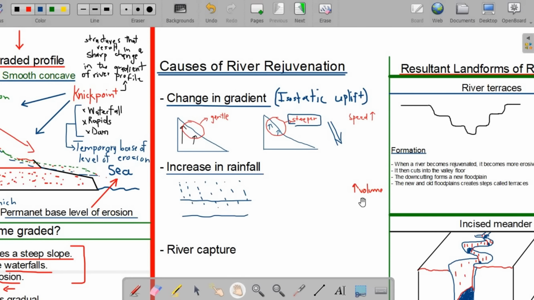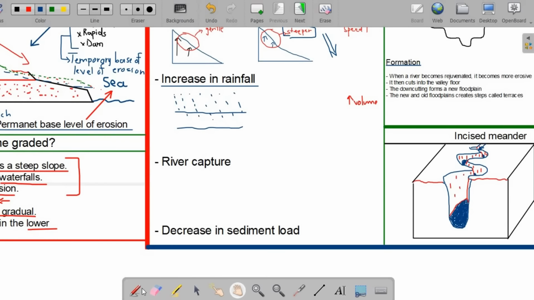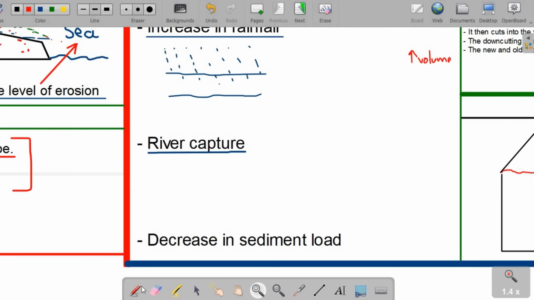You have to mention that the volume of the water within the river channel increased, and hence it has rejuvenated in that way. The third point is river capture. So river capture is when one river, usually an energetic river, steals the water from another river.